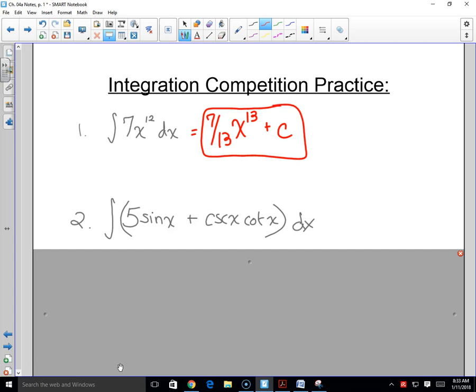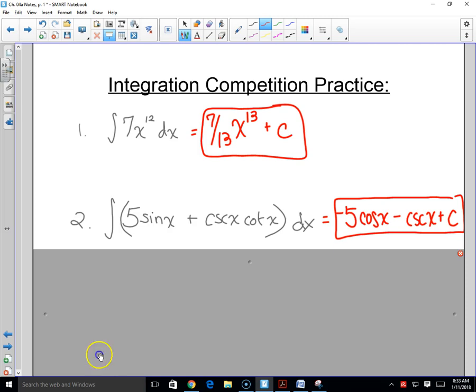All groups got the second point. Final answer, and you guys were careful with the signs, right? Negative 5 cosine of x minus cosecant of x, and all of you remembered plus c. Has your group helped you get the right answer? Just think, if you were by yourself, you might have messed up on the signs, and/or the c's, and/or the formulas. Okay, next person.